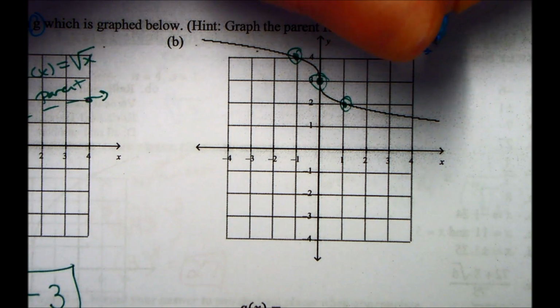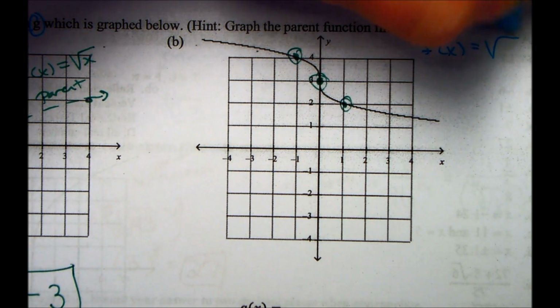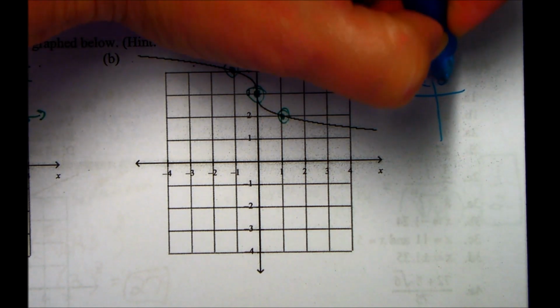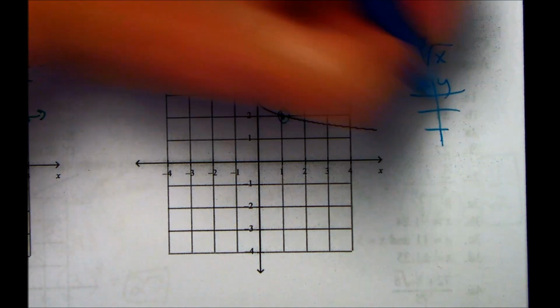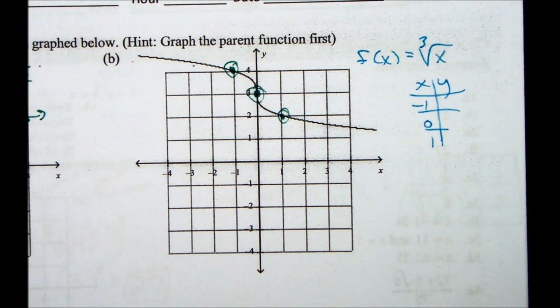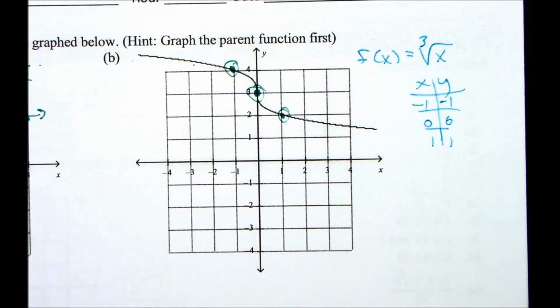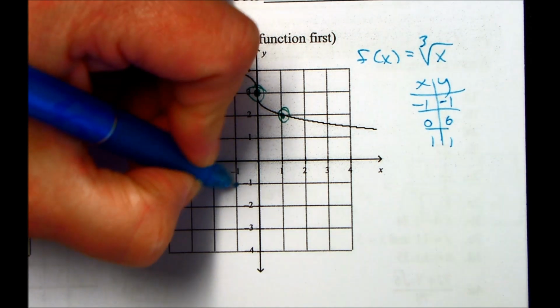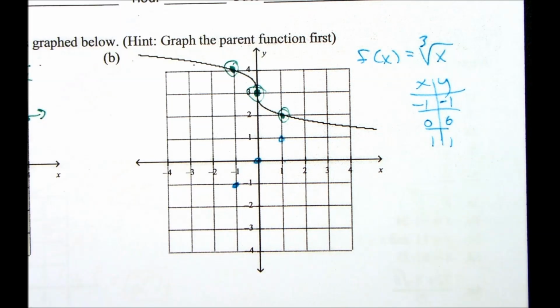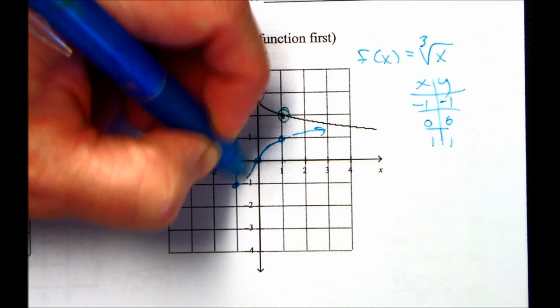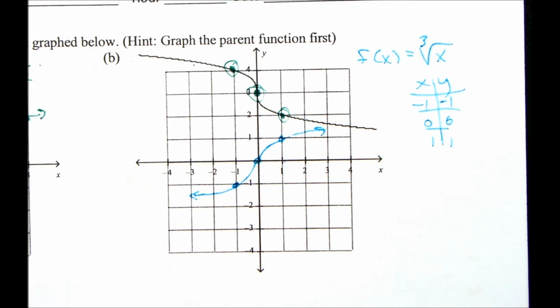So the parent for the cubed root is cubed root of x. And if you need to make a table, the numbers that we substitute are negative 1, 0, and 1. And the cubed root of those are negative 1, 0, and 1. So we start out with negative 1, negative 1, 0, 0, 1, 1. But it's going to look like this with this x curve and then going that way.